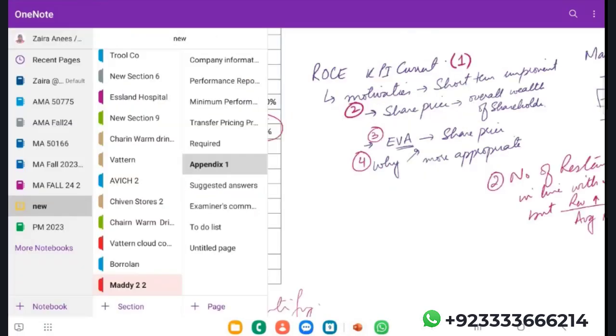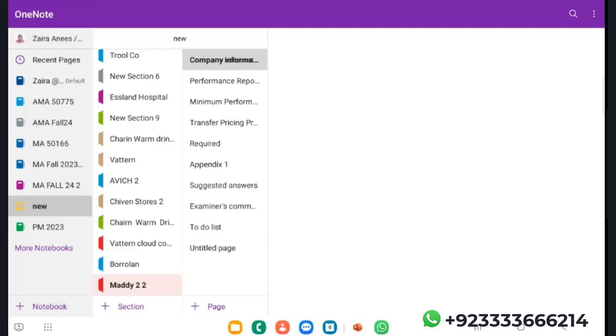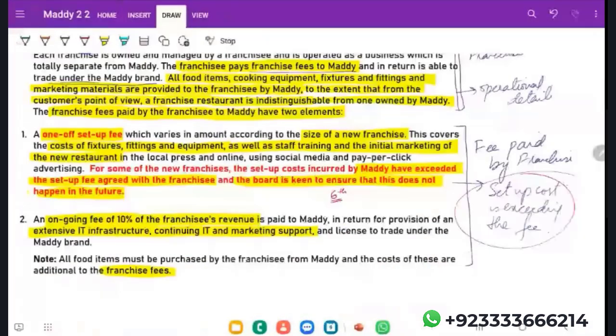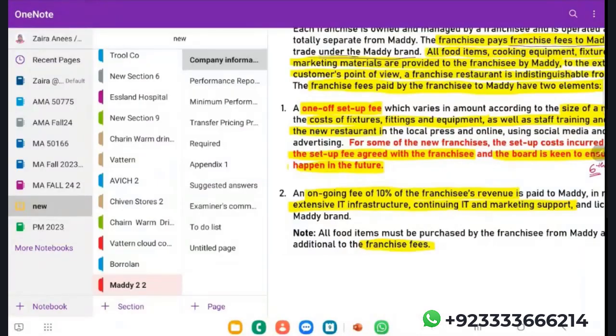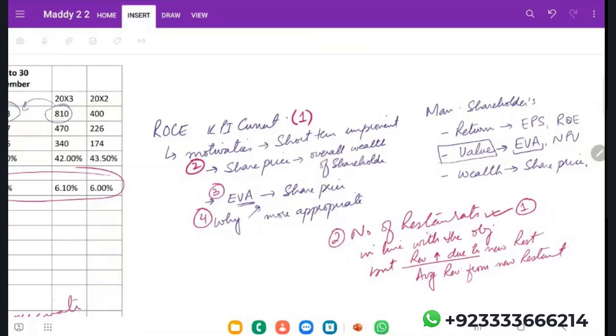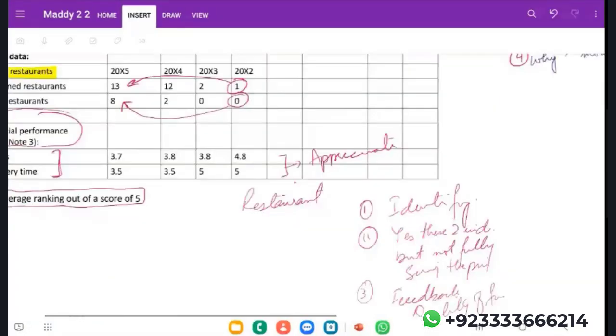Now there were two other important areas. The first one is the lack of finance availability, and the second one is the setup cost. Finance availability is not mentioned in any part of the question, so maybe we can recommend it.